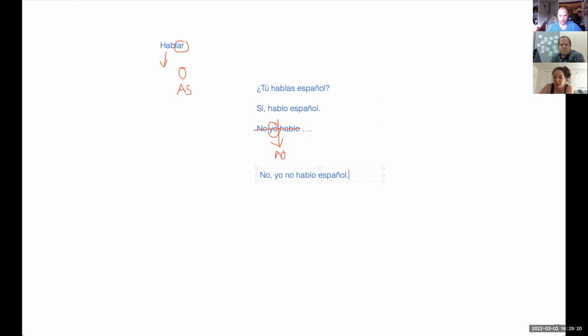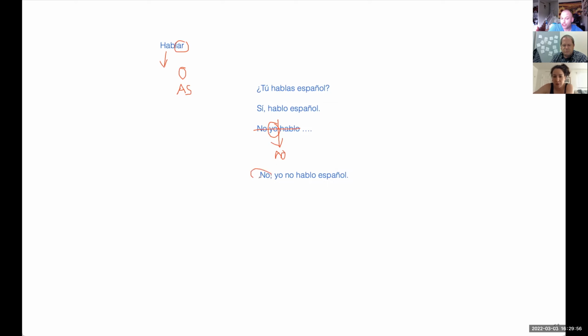Could I have also said no hablo instead? Is it only because I put the yo in there? It's because you put the no in there, but technically, you've got what's called a simple answer and then a complete answer. In English, when we say no, we use an auxiliary verb. We say, I don't speak Spanish. But what would the simple answer be? Do you speak Spanish? No. That's the simple answer.